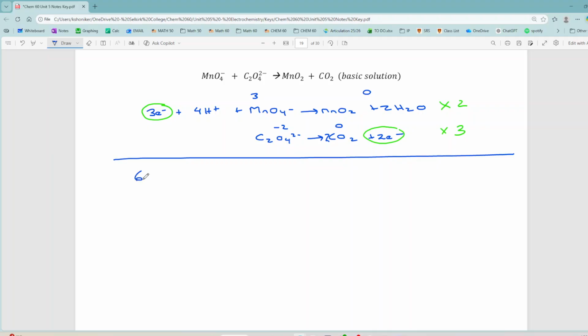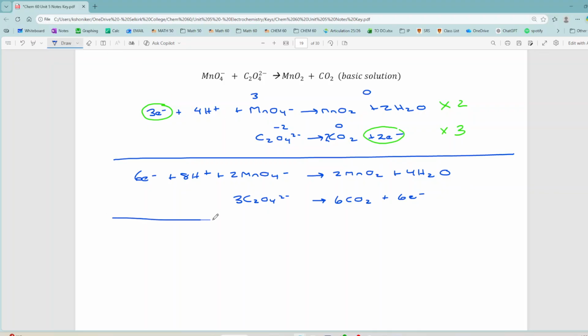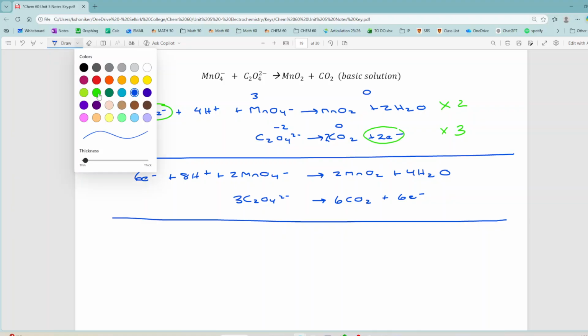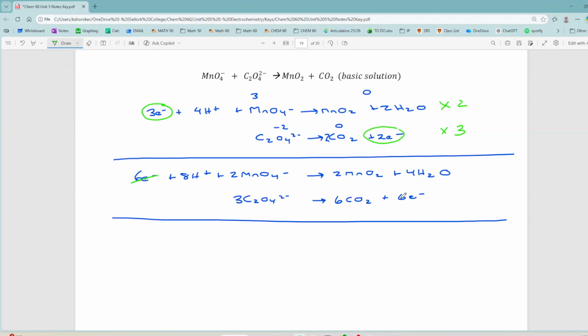So that's going to give me 6 electrons and 8 hydrogens and 2 MnO4 minus goes to 2 MnO2s and 4 waters. And then my second reaction, I'm going to multiply by 3. So I have 3 C2O4 2 minus, and I have 6 CO2s to oxidize and release 6 electrons. Okay. Then I'm going to cancel out what I can. So I've got the 6 electrons and the 6 electrons.